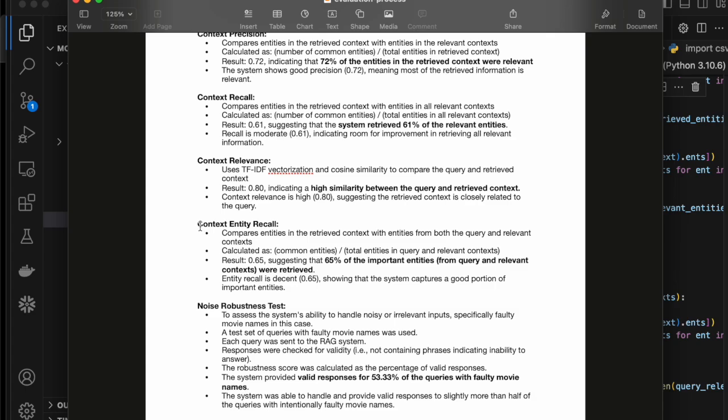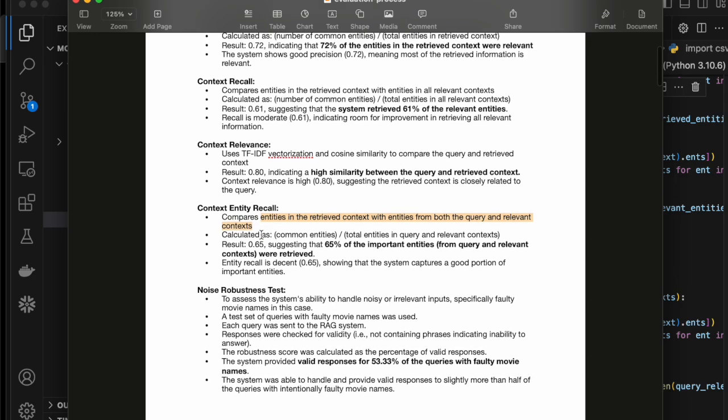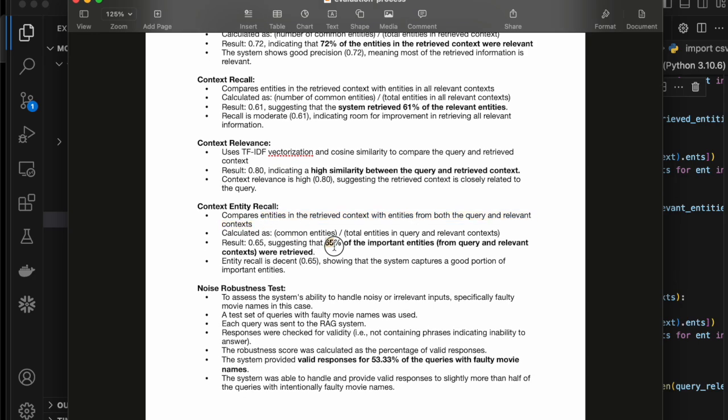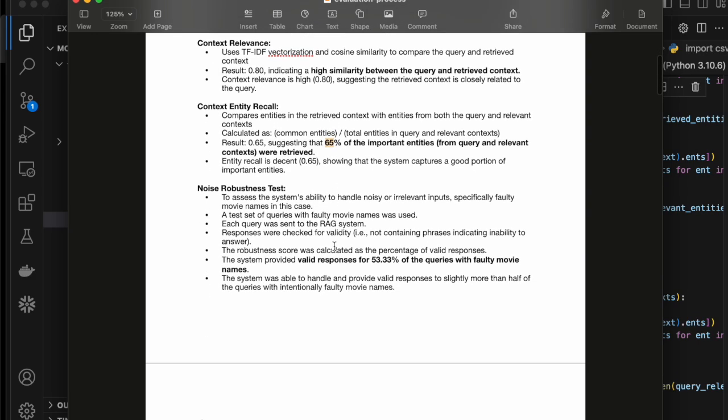And the next one is context entity recall. It compares the retrieved context with the entities from both the query and the relevant context. So it is common entities divided by the total number of entities in the query and relevant context, and that makes the context entity recall. We got around 65% for this context entity recall, which is actually decent, showing that the system captures a good portion of the important entities for the given query, and that's nice.